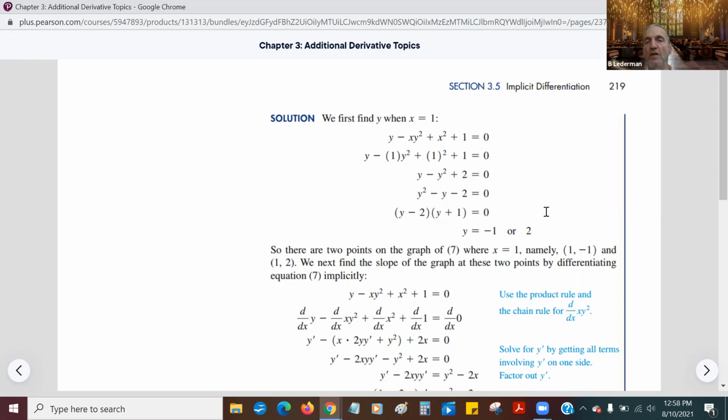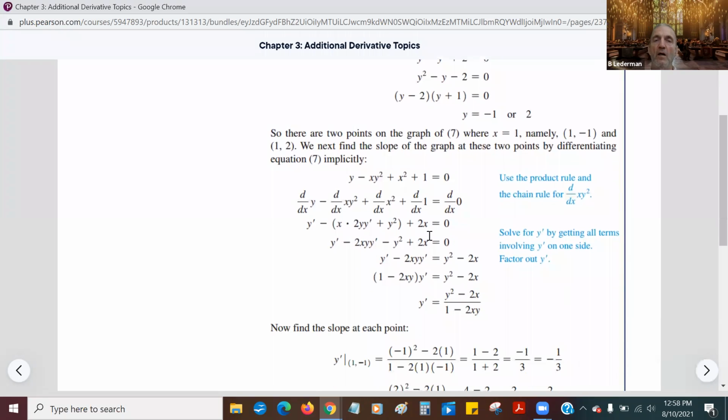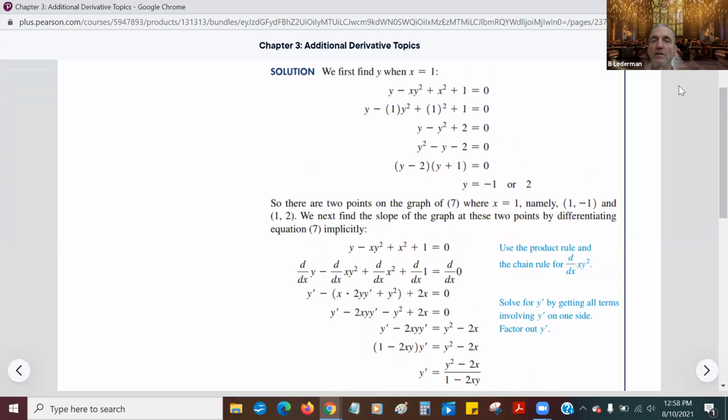The next thing we want to do is find the slope of the graph at these 2 points, and we're just going to differentiate. This is going to be loads of fun. Let's go through it step by step. y minus xy squared plus x squared plus 1 equals 0. We're going to take the derivative of each side. So the derivative of y is y prime. The derivative of xy squared.